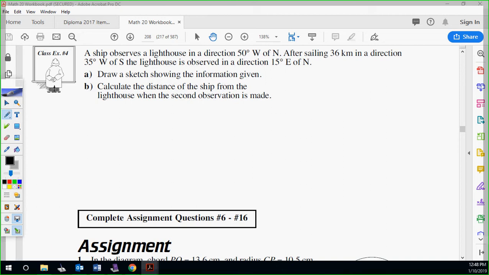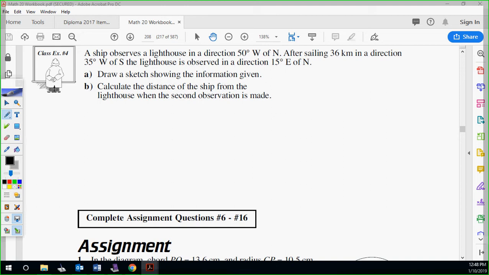So if you like the original way, then you need to make this right here that way. Does that make sense? So if I tell you 50 degrees west of north, for you or for me, it doesn't matter. You can alter the information so it's the way you like.